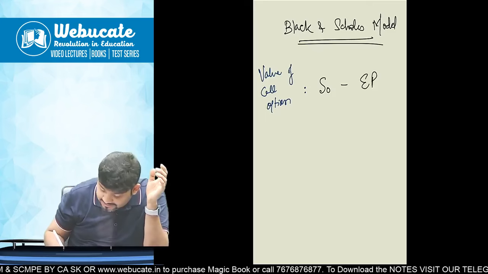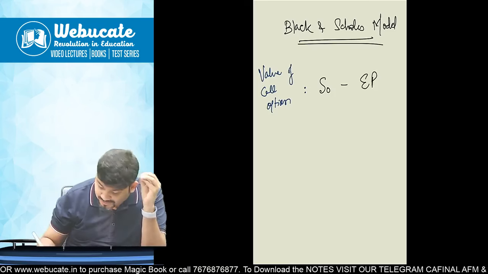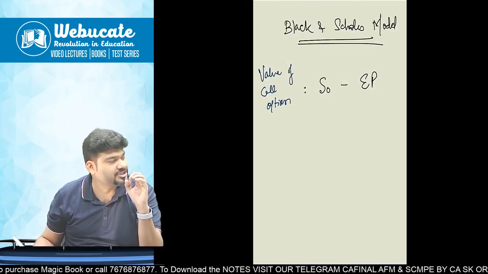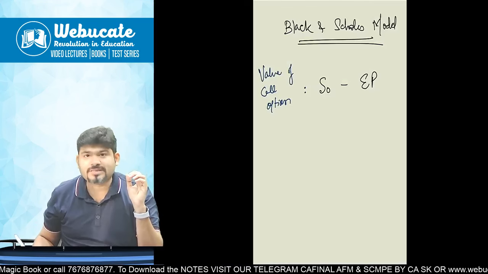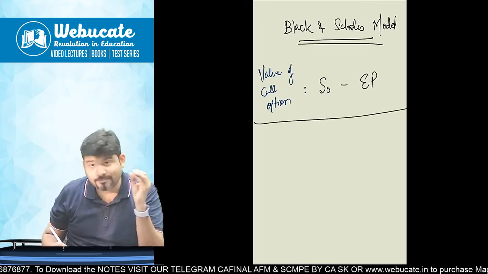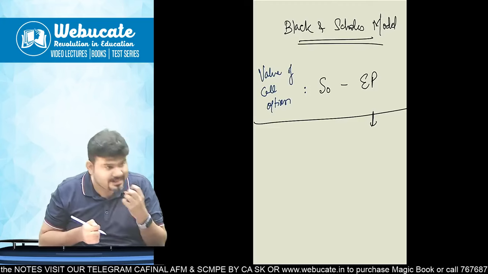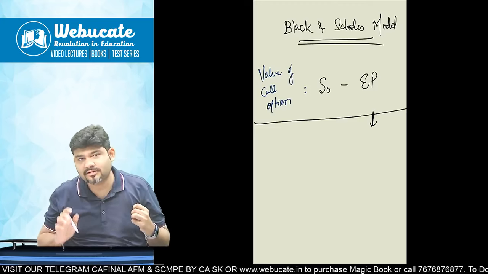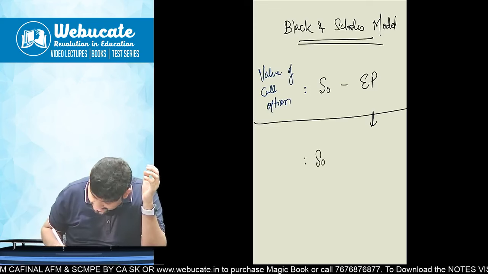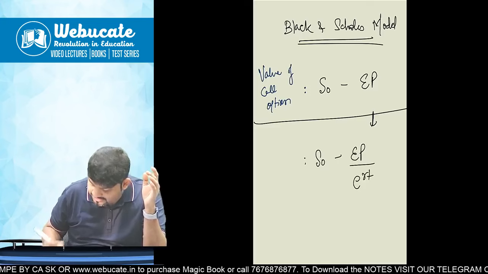S0 minus EP. What is S0? S0 is the spot price or the market price. This is where it starts. Now all you have to do is pay attention, and we'll be able to tackle it very easily. So S0 minus EP is where we start. Then we want the exercise price to be at the spot price level so that we can take an informed decision. So bring the exercise price to the present value. Now our improvised version of the formula becomes S0 minus EP upon e raised to rt.